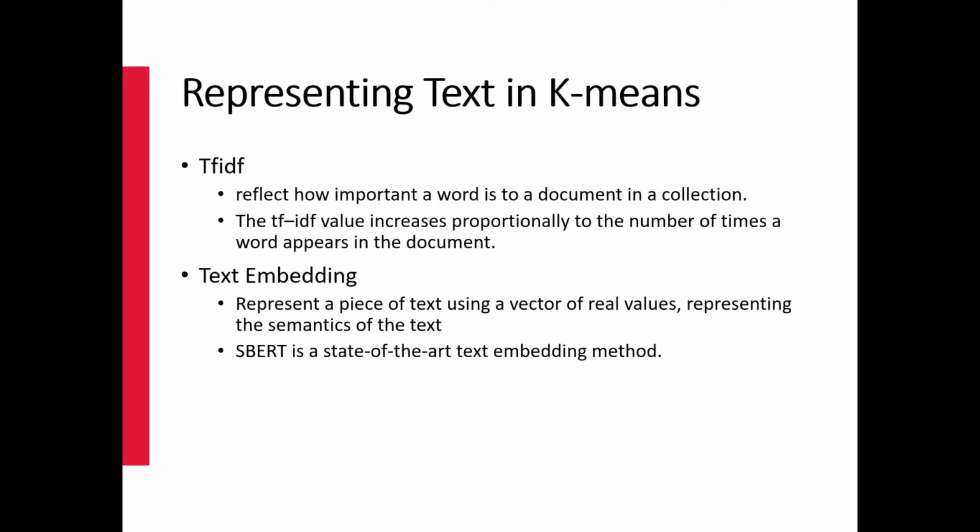There are 2 ways I use to represent text in k-means. First is TF-IDF. It can reflect how important a word is to a document in a collection. The TF-IDF value increases proportionally to the number of times a word appears in the document. And the next method I use is text embedding. It represents a piece of text using a vector of real values representing the semantics of this text.